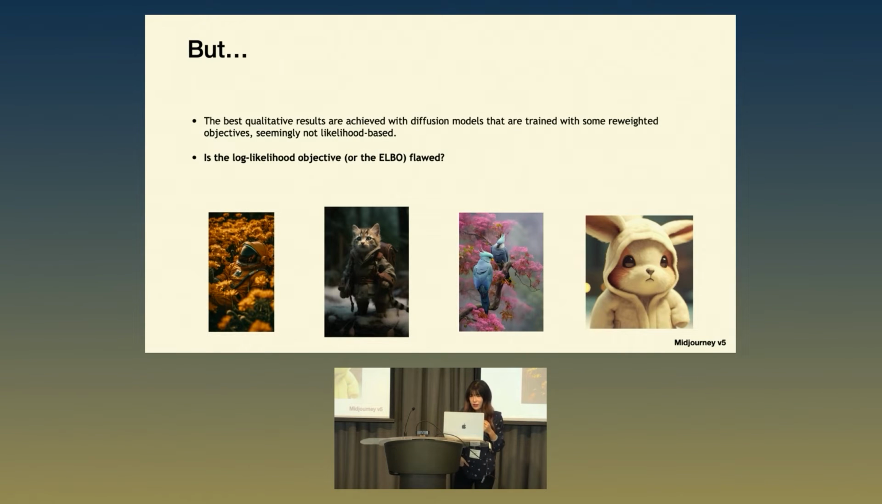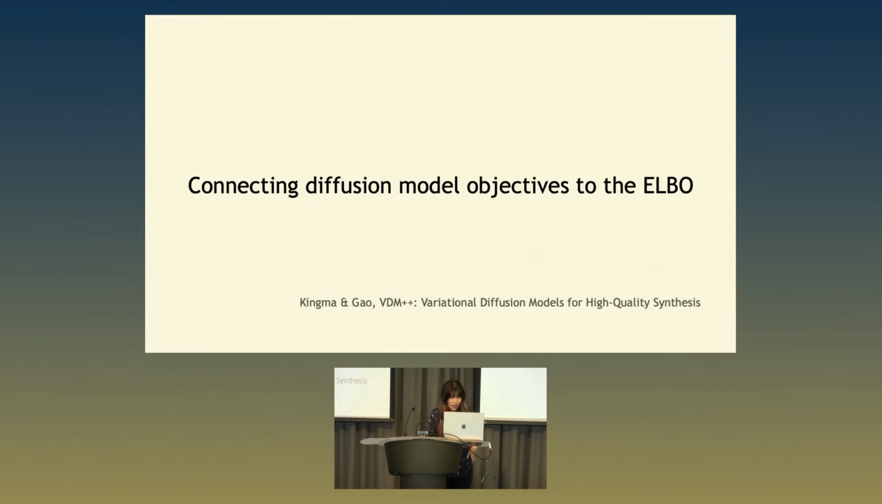But what we care about is the sample quality. Those models are actually trained with some reweighted version of this likelihood, or of this ELBO, but not necessarily exactly the ELBO. So if we really care about perceptual quality, is the log likelihood objective wrong in that case? That comes to our latest work, where we connect the diffusion model objectives to the ELBO.